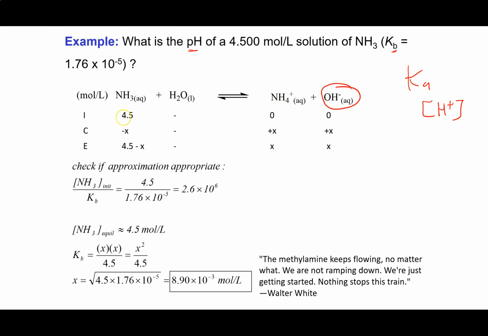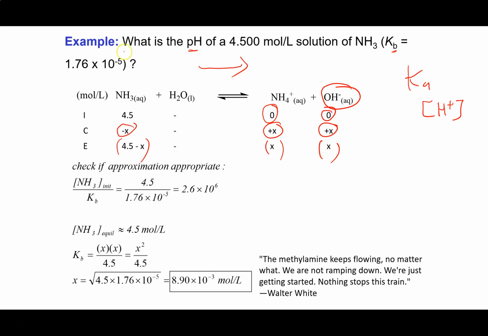Initially, we've got 4.5 moles per liter ammonia, no ammonium and no hydroxide. It has to go towards the products. It's impossible for it to go towards reactants. It's all 1-to-1, so the ammonia will go down by X and the ammonium and hydroxide will go up by X. That means that when this comes to equilibrium, we'll have 4.5 minus X moles per liter of the ammonia, X moles per liter of the ammonium, and X moles per liter of the hydroxide ion.